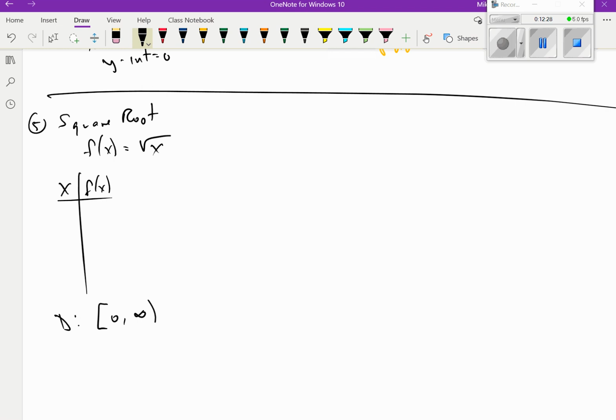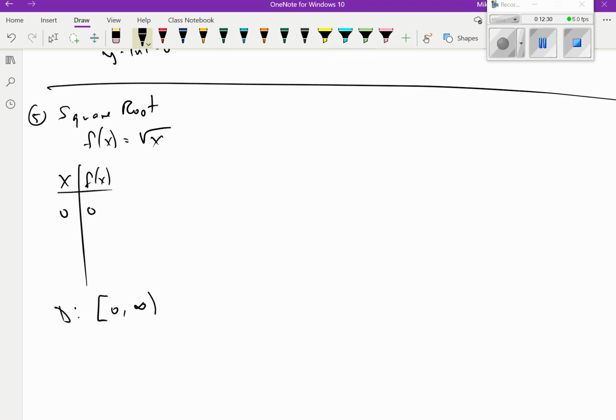I can use 0, because the square root of 0 is 0, square root of 1 is 1. Square root of 2, I don't know exactly. Square root of 3, I don't know exactly. The square root of 4, I know is 2. So typically when we graph these, we skip along a little bit and ask, what are the things that I do know about? My next perfect square I know is 9, so that would be 3. Next one would be 16, and that would be 4.